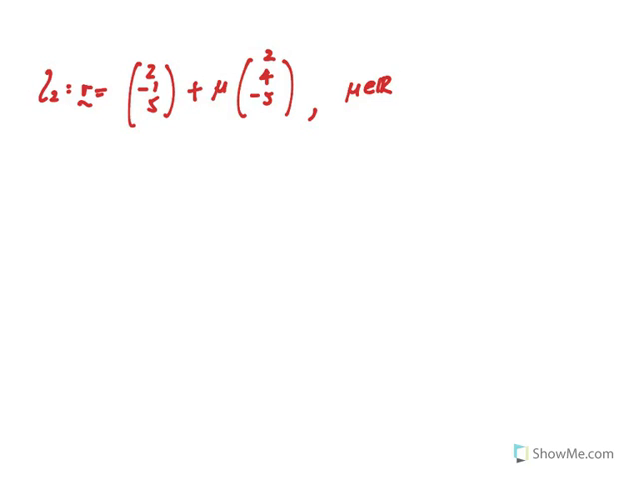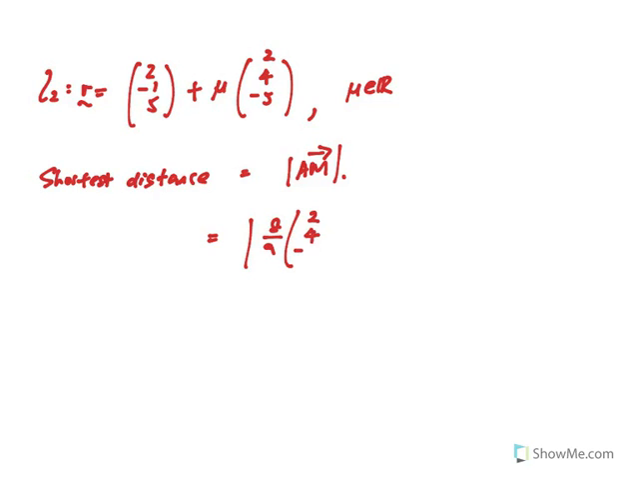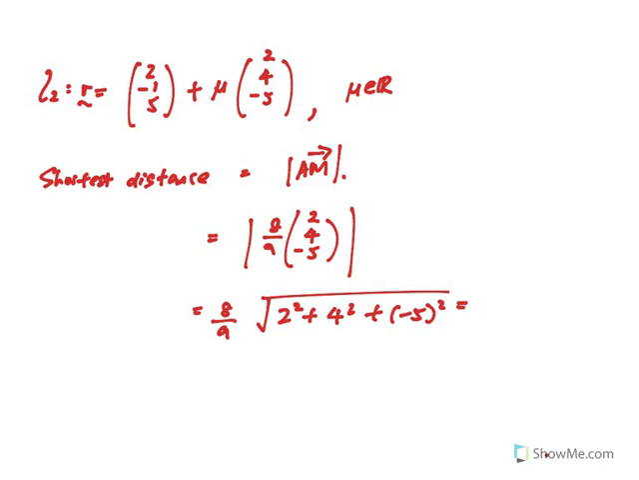Quickly, how do we find the shortest distance? The shortest distance is none other than the magnitude of AM. We know that AM is 8/9 (2, 4, -5), so it's 8/9 times the square root of 2 squared plus 4 squared plus negative 5 squared. That will give us, eventually, 8/9 times 3... which is the final distance.